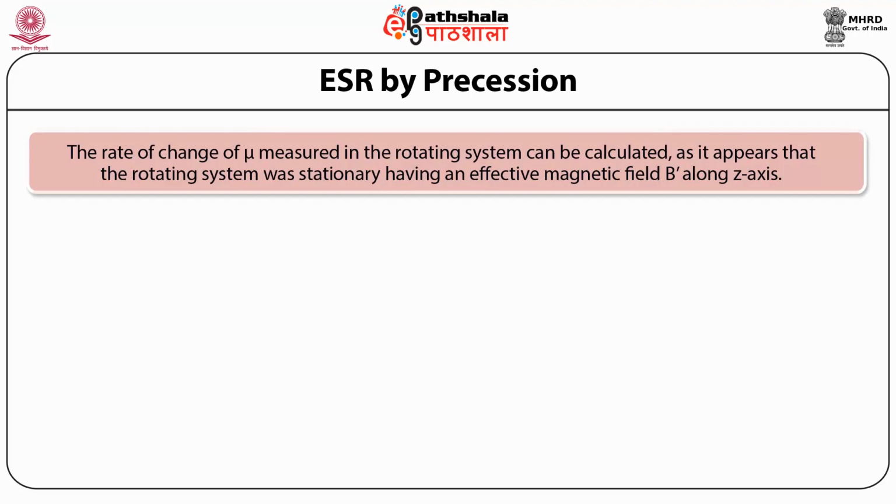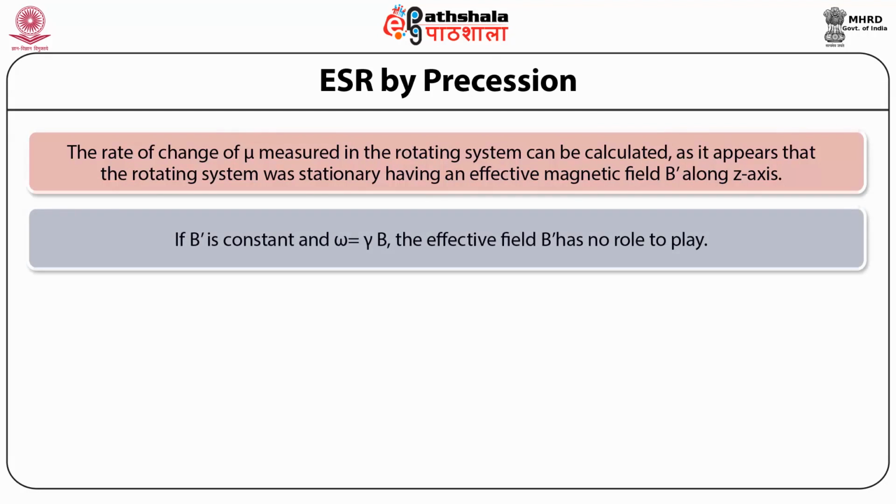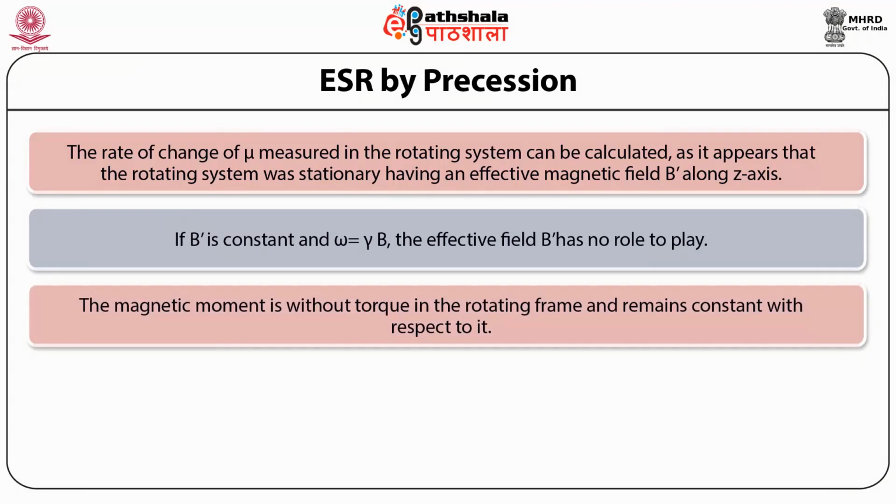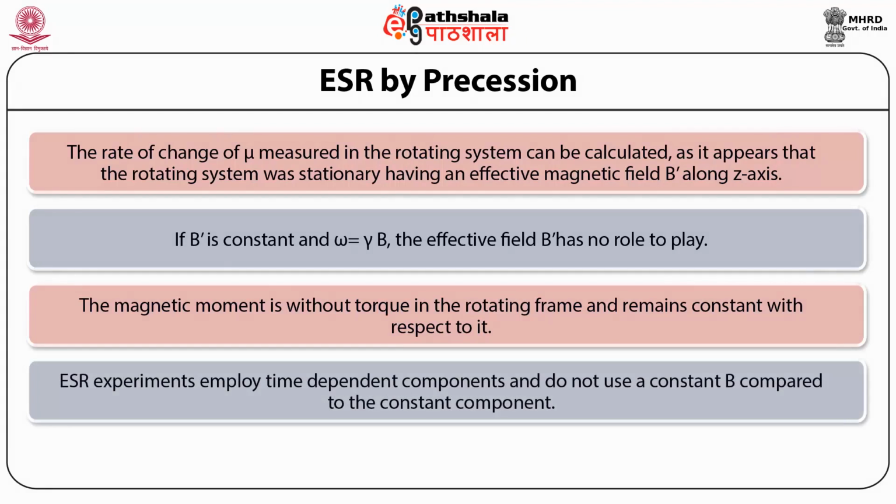It appears as if the rotating system were stationary, having an effective magnetic field B' along the Z axis. If B' is constant and omega is equal to gamma B, the effective field B' has no role to play. The magnetic moment is without torque in the rotating frame and remains constant with respect to it. So ESR experiments imply time-dependent components and do not use a constant B compared to the constant components.